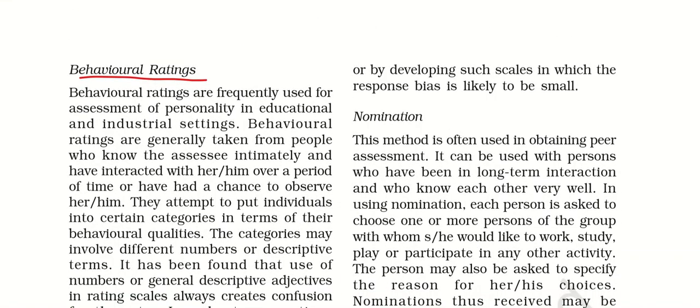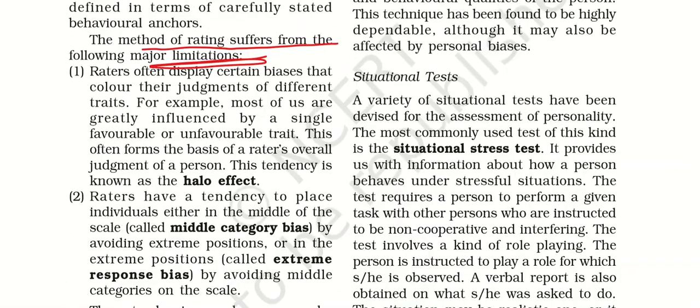Behavioral ratings are frequently used for assessment of personality in an educational and industrial setting. What are the limitations? Raters often display certain biases that color their judgments of different traits. For example, most of us are greatly influenced by a single favorable or unfavorable trait. This often forms the basis of a rater's overall judgment of a person. This tendency is called halo effect.